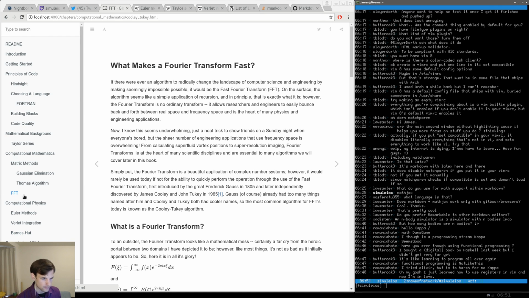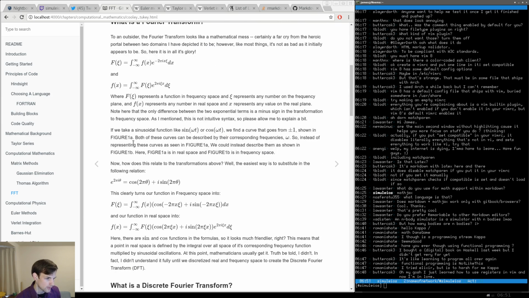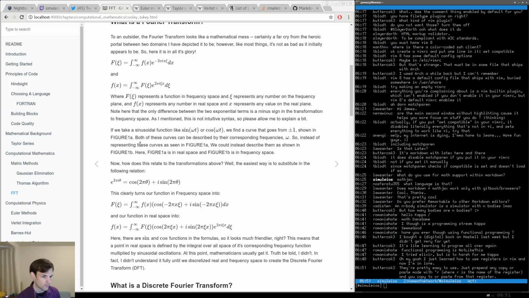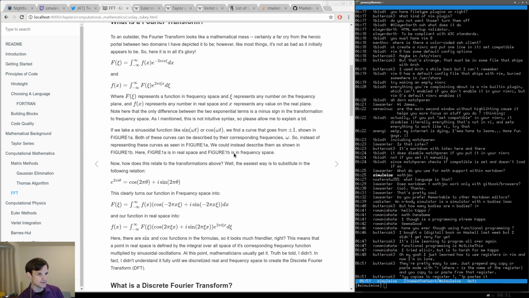Now there's one thing I want to point out that is here. I wrote something, but I don't remember what I wrote. If we take a sinusoidal function like sine of omega t or cosine of omega t, we find the curve that goes from plus minus 1 shown in figure 1a. Oh, I did not finish this. Prepend any copy or paste mode with R. Any copy or paste from that register. Oh, yeah. So I think I did know about this. Yeah, okay. I need to finish this. Yeah, I knew this. Good.